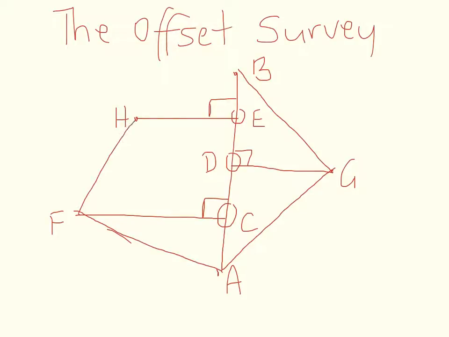or trapeziums. As you can see, FHEC is a trapezium. The distance between AC needs to be found, between C and D, D and E, and E and B.